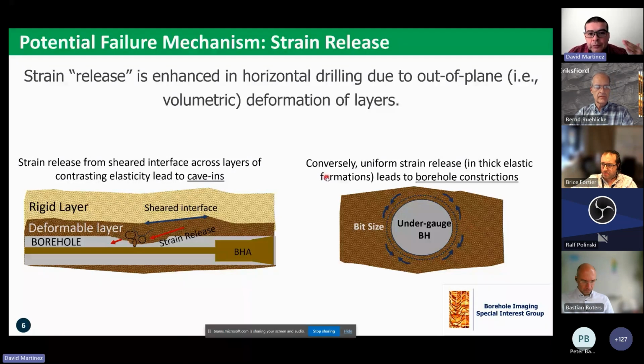So in summary, the difference between the horizontal as compared to the vertical is that in the horizontal, you have all this strain release that is volumetric and not coming just from the little section of the formation that is being drilled.